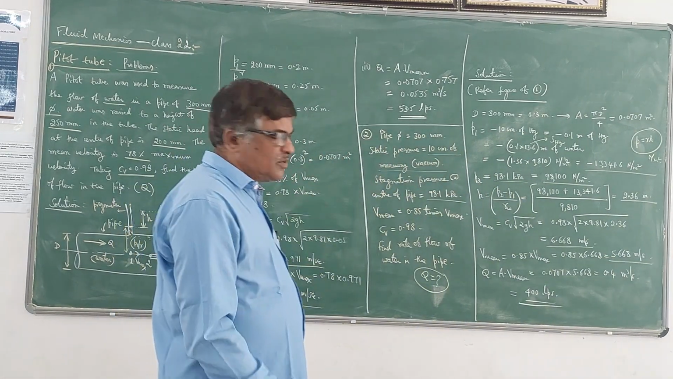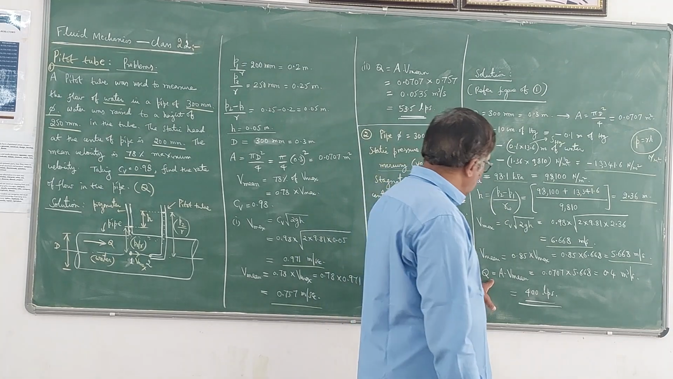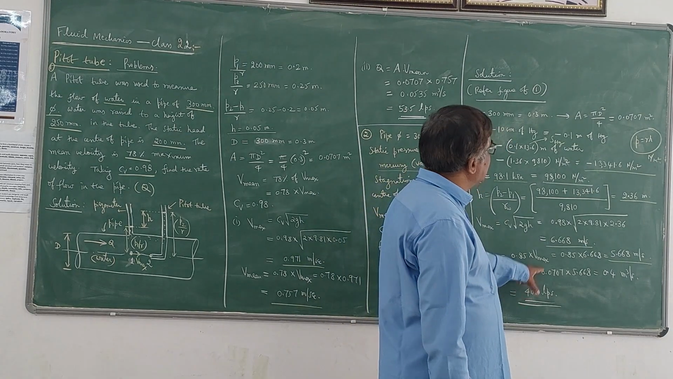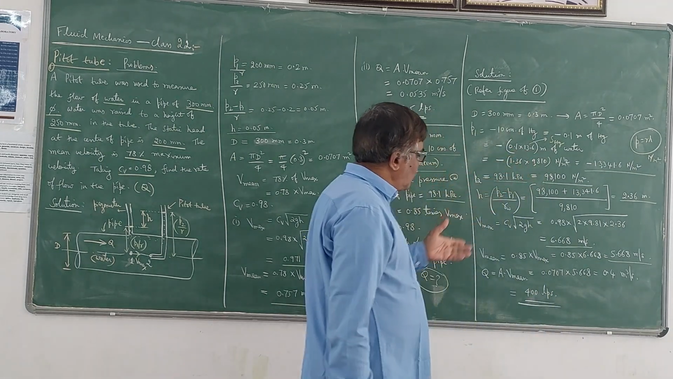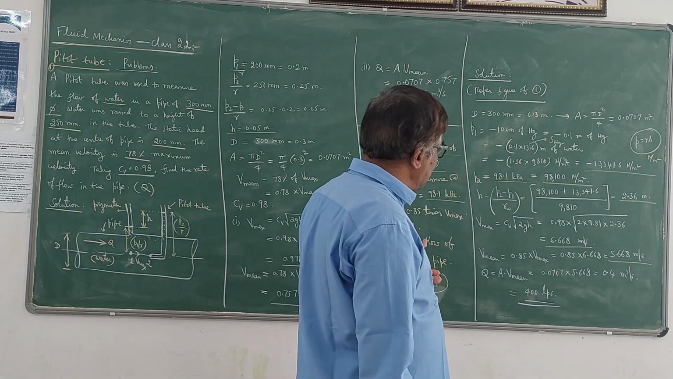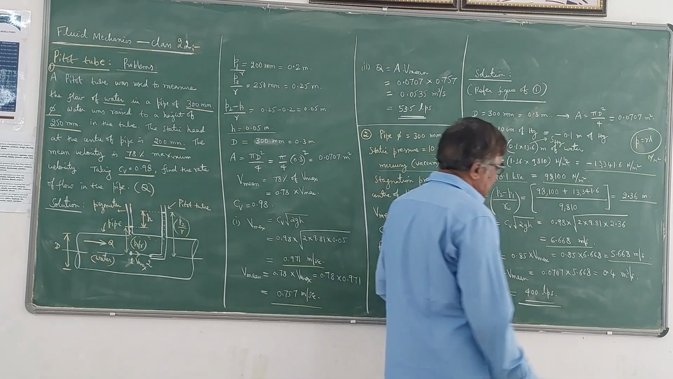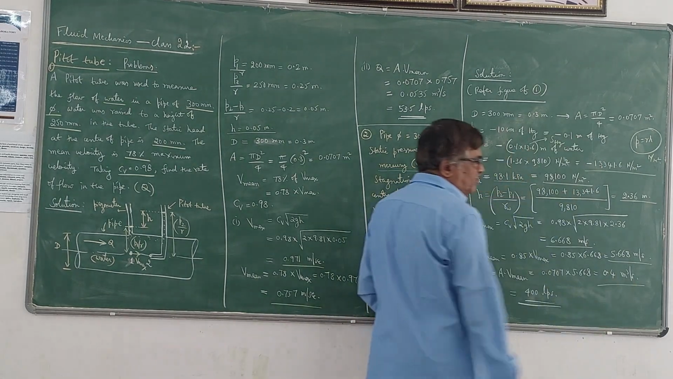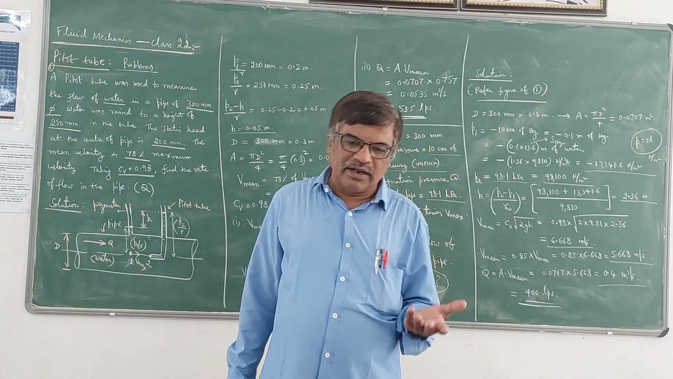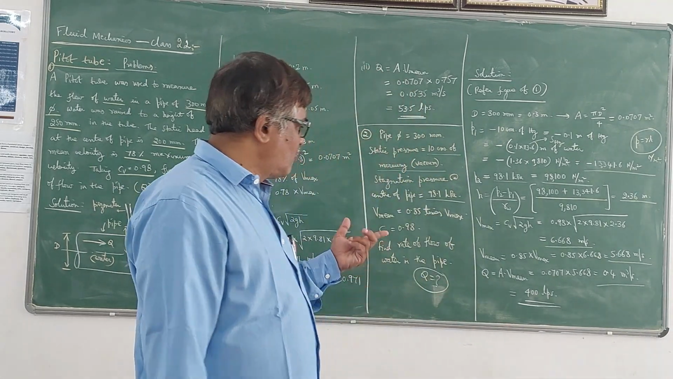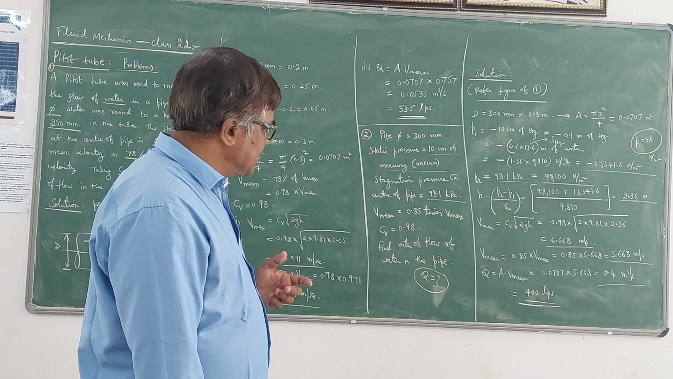That mean velocity is used to calculate the discharge. So A into V mean. A is the same area of pipe, that is the area of flow, 0.0707 into V mean 5.668. You get 0.4 meter cube per second. Multiply by 1000, you will get in liters per second. So 400 liters per second is the discharge.